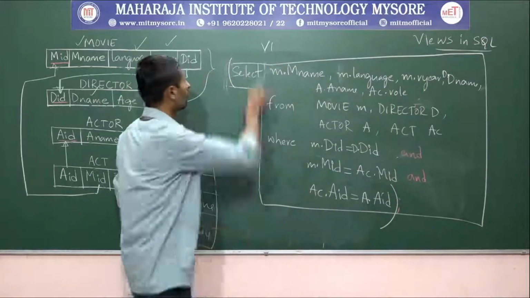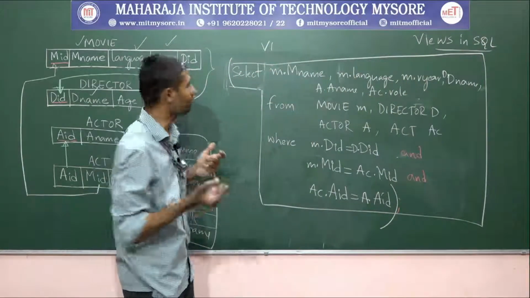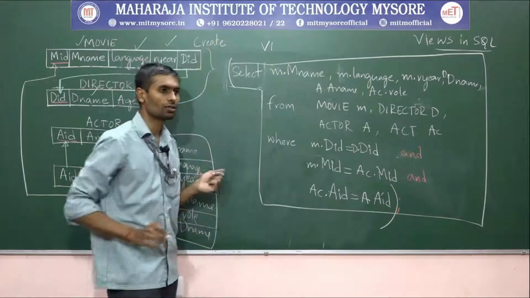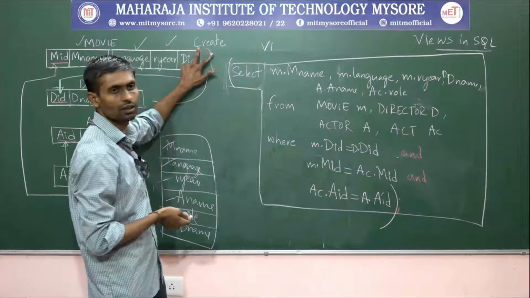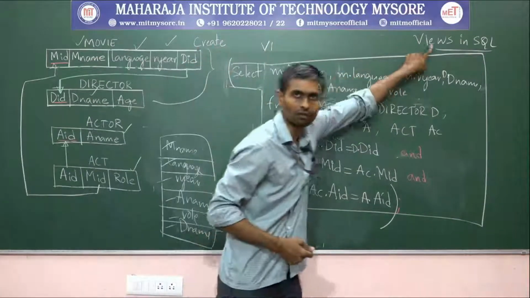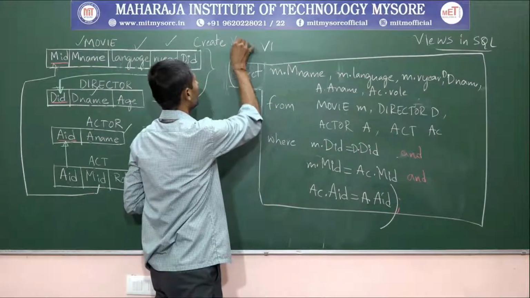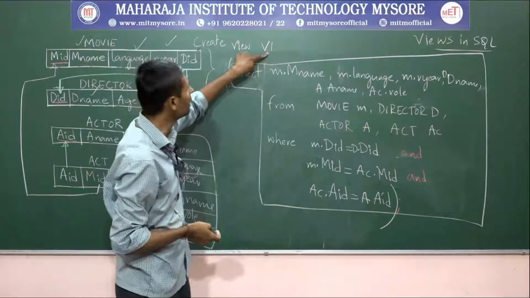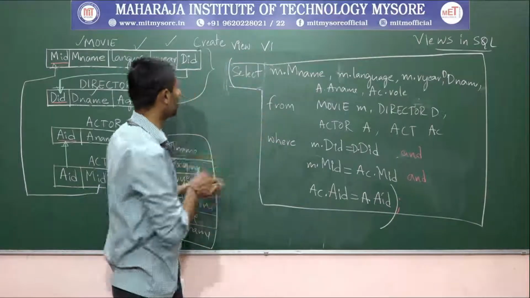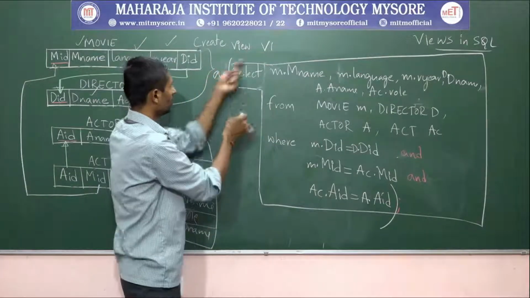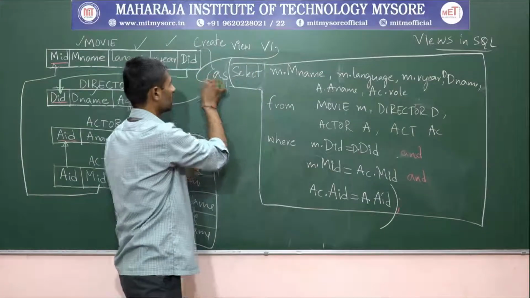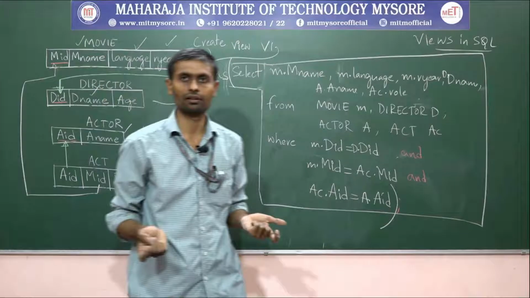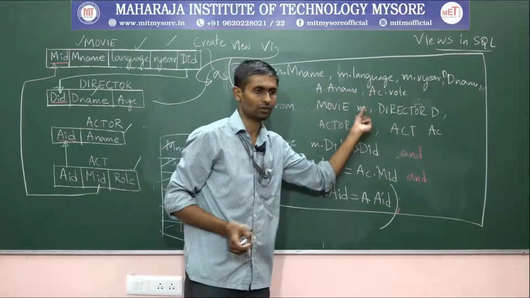So for that V1, I want to create this V1. When I want to create anything in SQL, we use a keyword like create. Create what? Create view. Create view in the name of what? V1. And V1 should contain what? This query. V1 as this one, guys, this query. That's it. Then this V1 will be created, where it contains these 6 attributes.